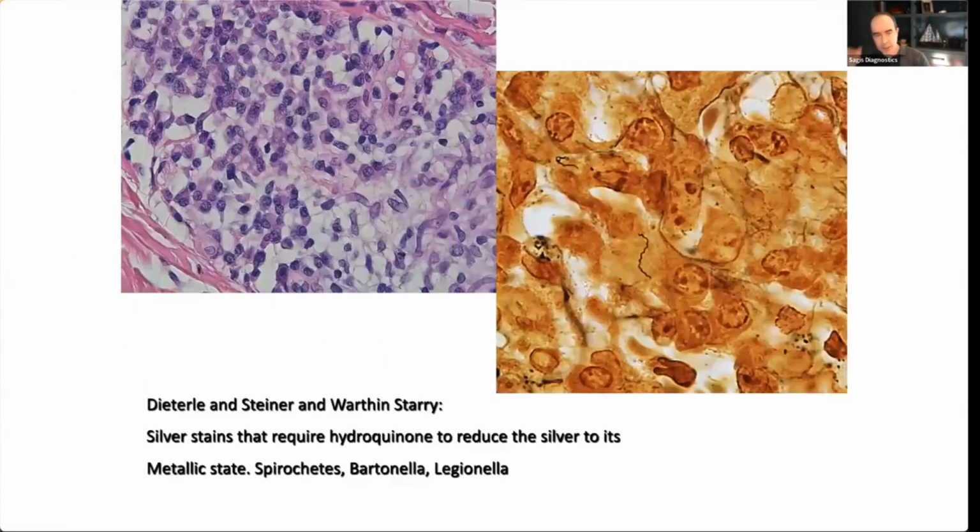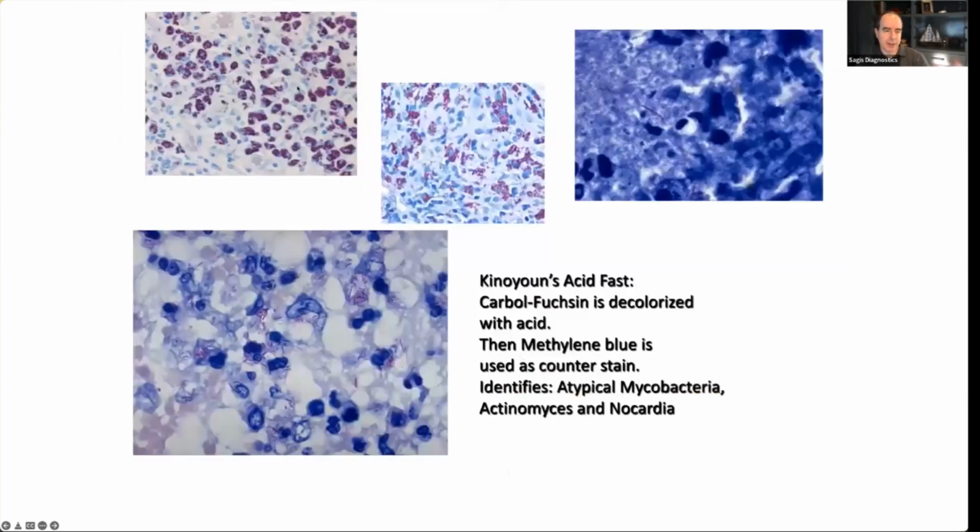So here's the Warthin-Starry stain, spirochetes black, and they spiral. Spirochetes spiral, remember that. So here's the H&E, you can't see them, and all of a sudden they show up there. So here's acid-fast bacilli, stained red, and you can see that here they really are bacilli, and they're acid-fast. Okay, so, but this could be atypical mycobacteria, any type of mycobacteria, actinomyces or nocardia.